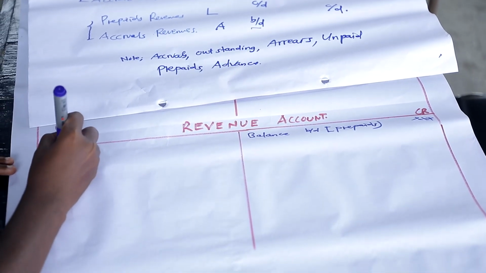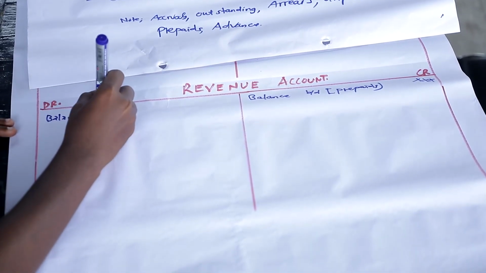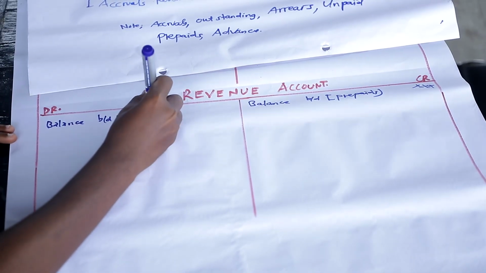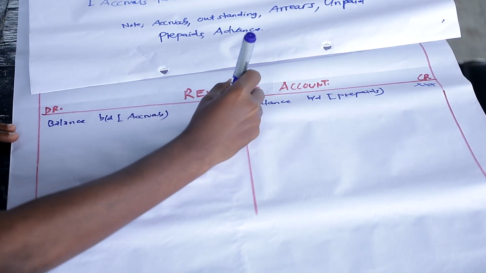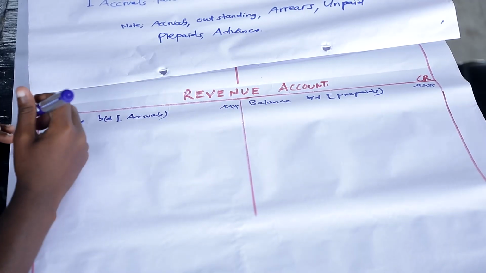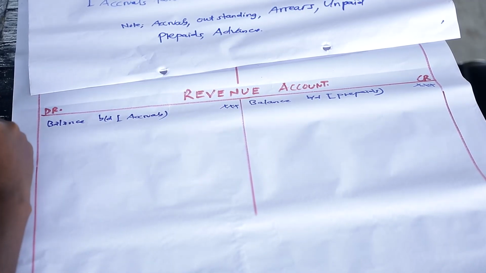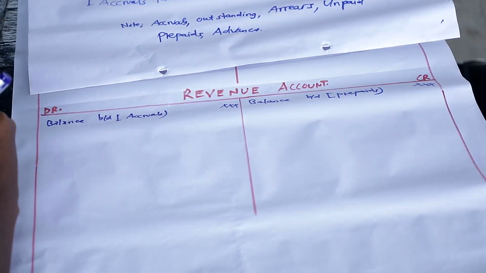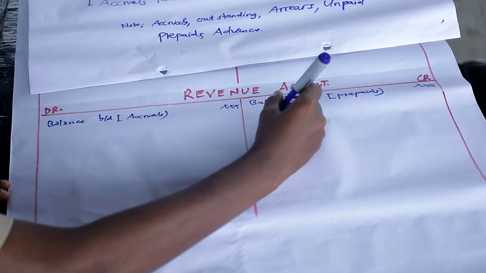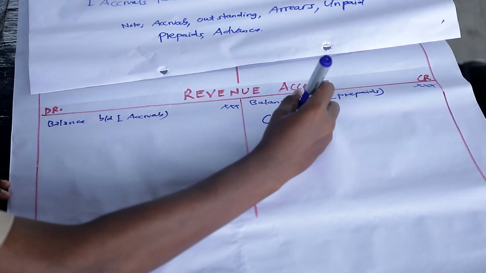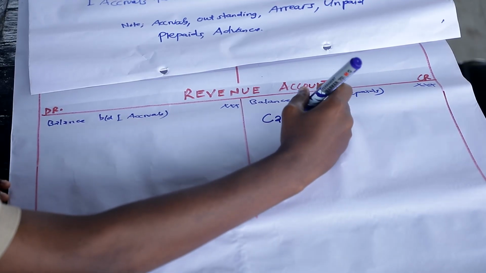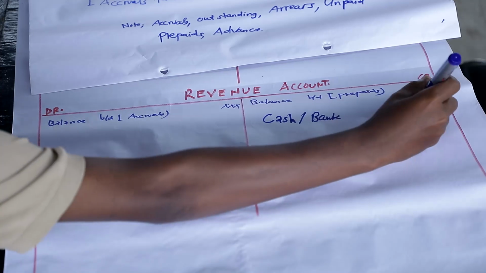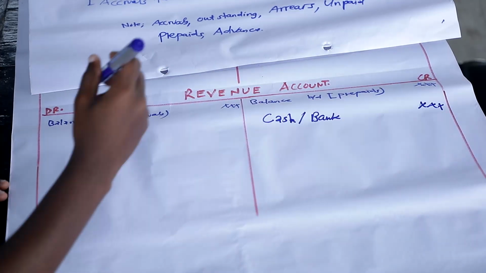So here we'll have the balance brought down for accrued. So that is the first step. And remember that when you receive revenue, it means that you are going to debit the cash account and we are going to credit the revenue account. So any payment for revenue or any cash received for revenue would be credited to the revenue. So here we'll have cash or bank. So we are going to write it here.